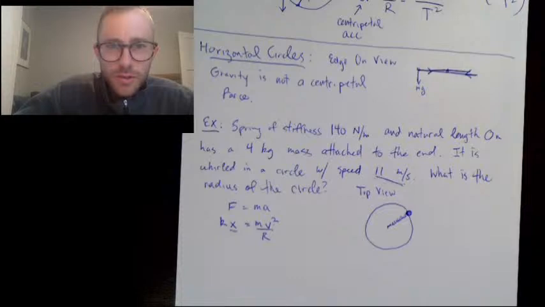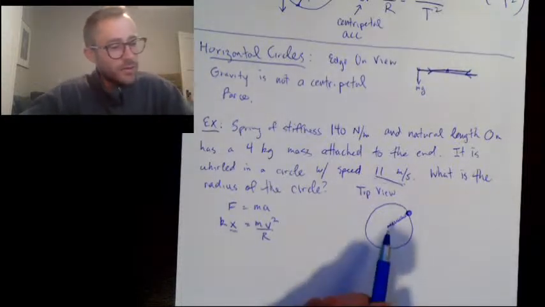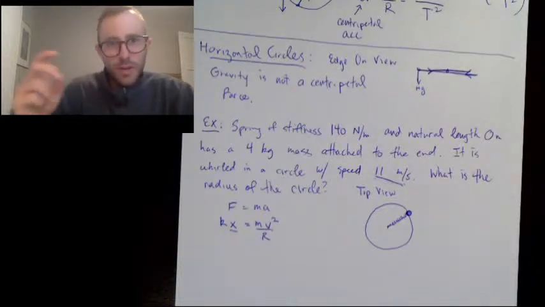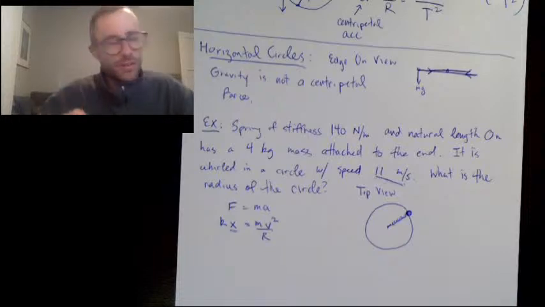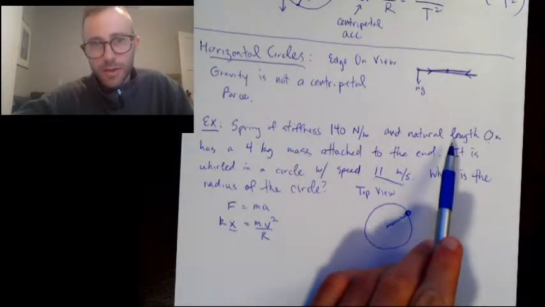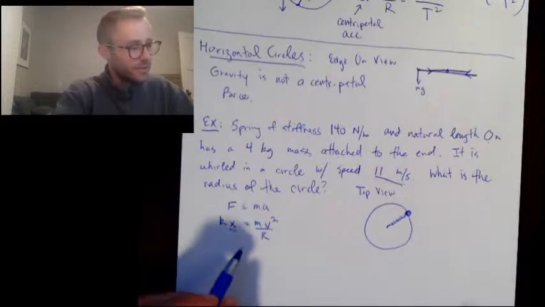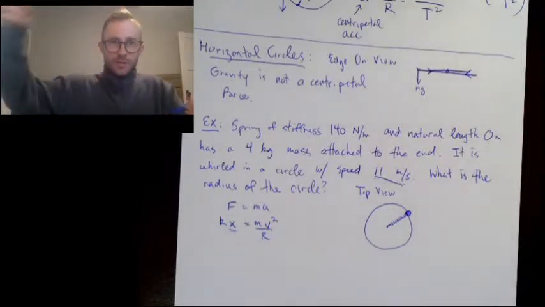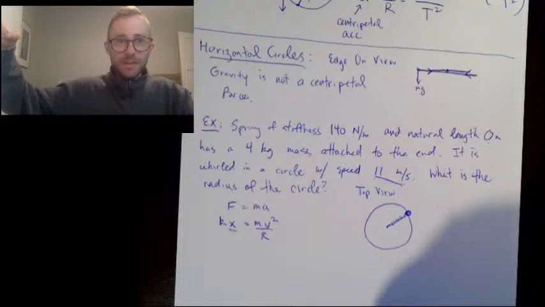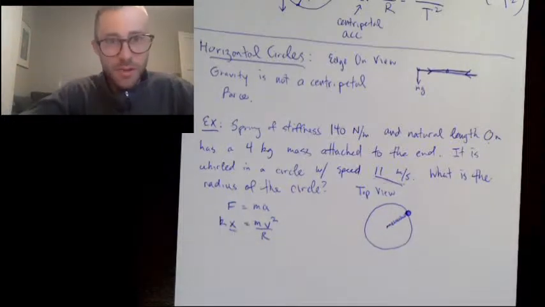x represents the extension of the spring, which is not necessarily equal to the radius of the circle. So for example, what if this spring has a natural length of 0 meters? In this case, if the radius of the circle is, I don't know, 5 meters, then that means the extension is 5 meters.